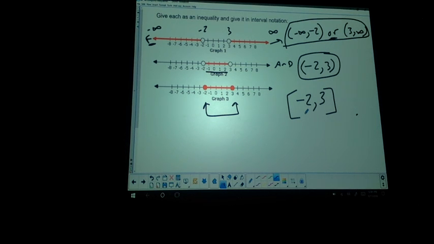How many more slides do I got? One more sheet or one more slide? One more problem. Oh, wow. Ready? Set. Go.